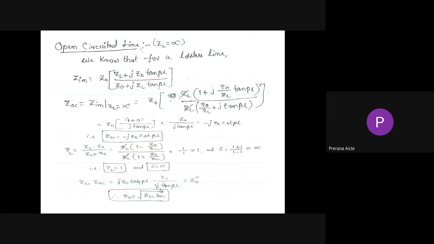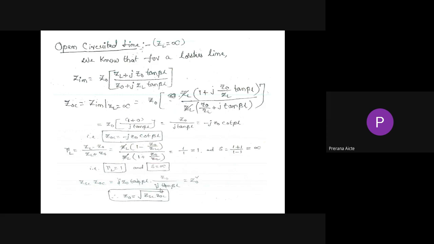So for an open circuit transmission line, the condition is Z_L is equal to infinity. In the short circuit transmission line, Z_L is equal to 0, because the voltage is 0 and the current is maximum. So therefore the load impedance is equal to 0. Whereas in open circuit, the current is 0. When the current is 0, the resistance value is equal to infinity. Okay? So that is Z_L is equal to infinity.